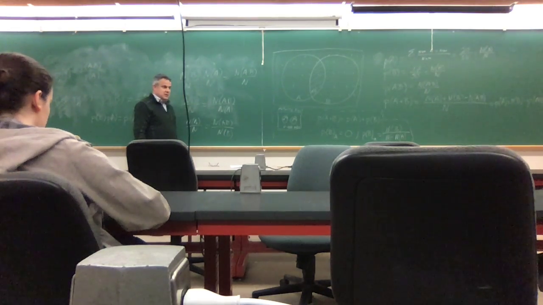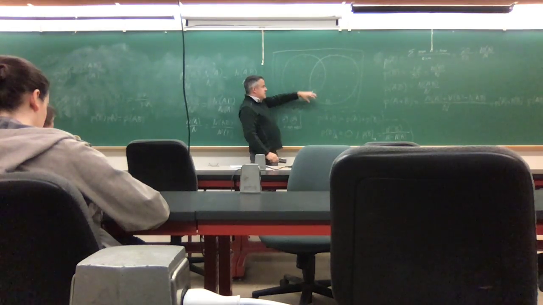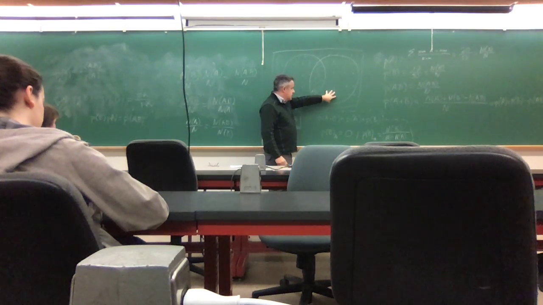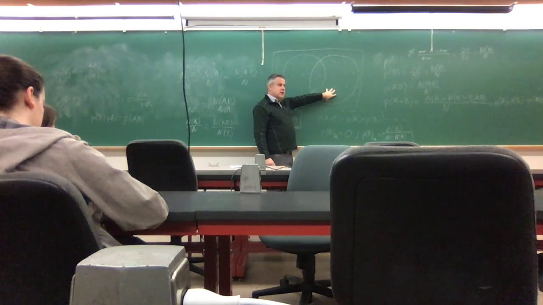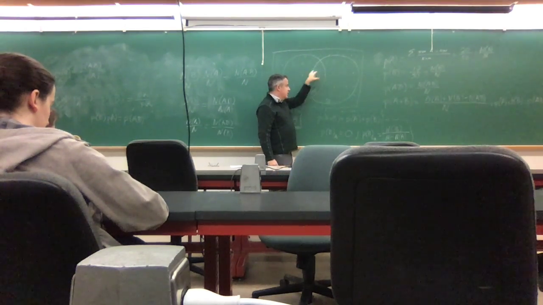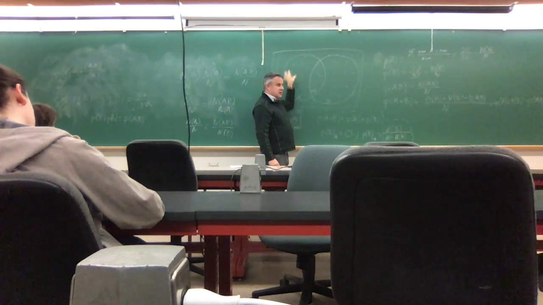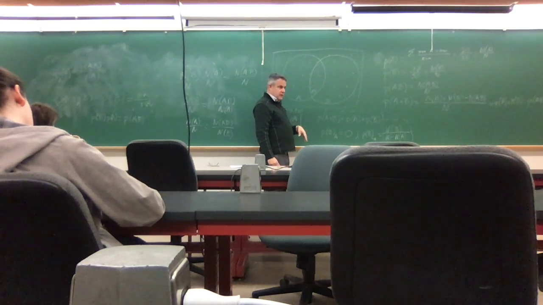That makes sense? So if A is 10% of the total area, then this versus this has to be 10% of this area. Or vice versa. If B is 20% of the total area, then AB has to be 20% inside of A for independence to be true.